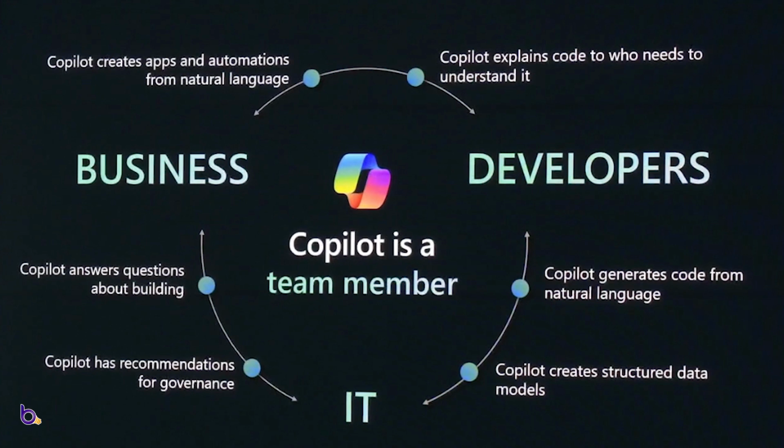So from this chart here, you could see that Copilot is here to help the business people create apps easily, while also helping the developer to explain the code, and also helping the IT people with recommendations about governance, how to manage some of the security part of the system. So Copilot is actually helping a whole team build faster and more securely. Now let's go and see these new features that they brought in.